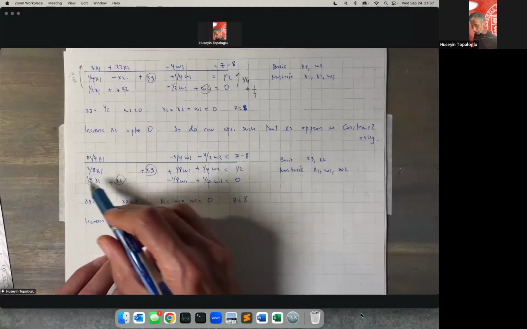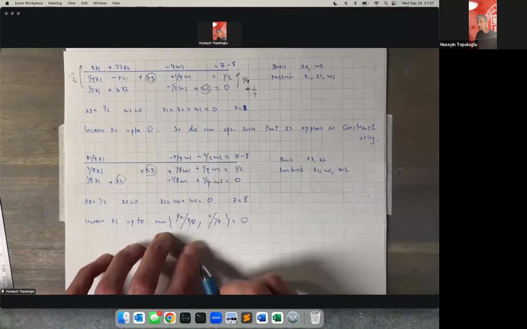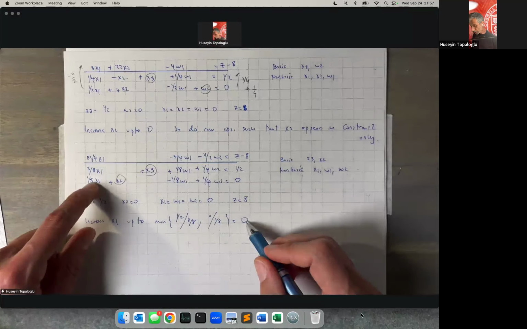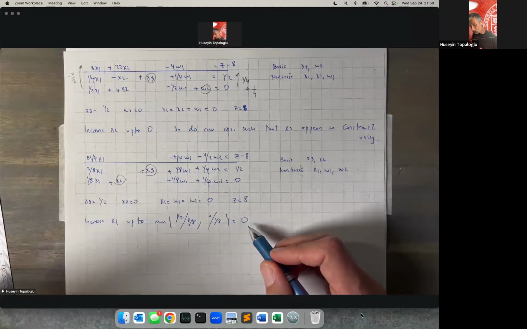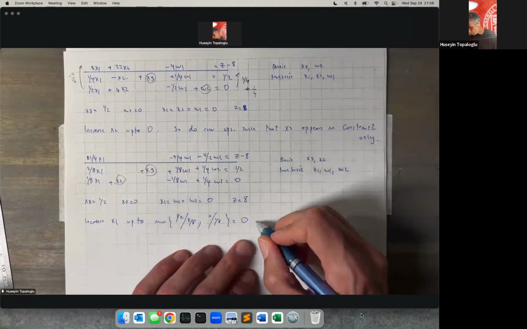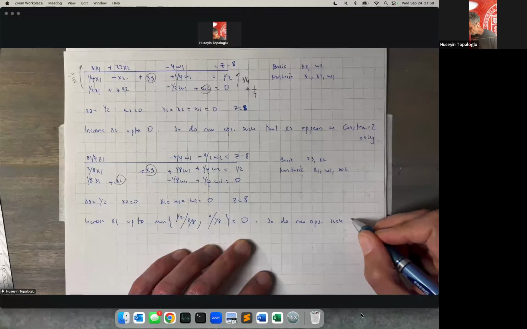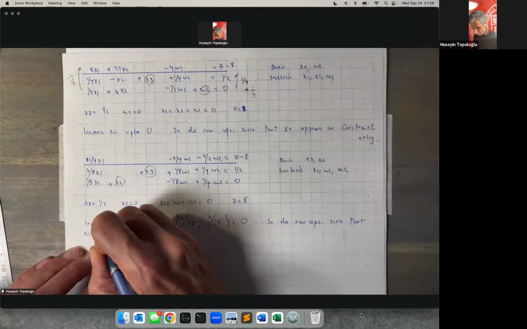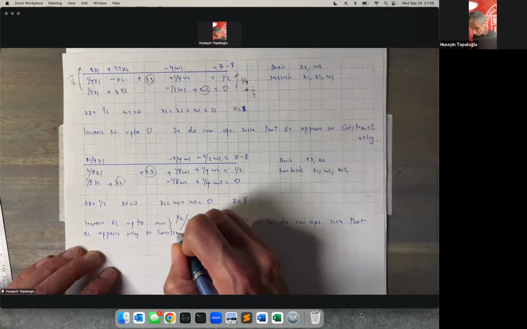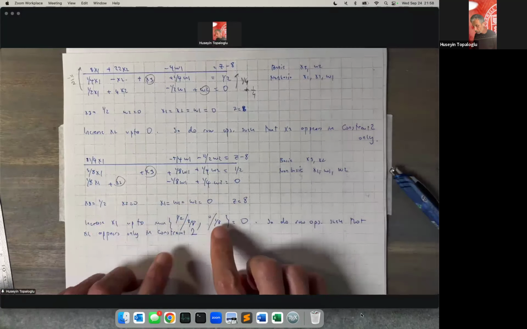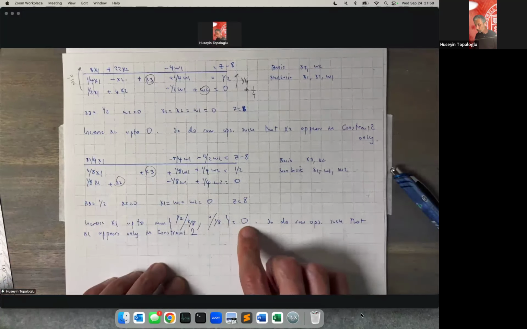From the second constraint row, I can increase x1 to 0 divided by 1 over 8. The minimum is 0. So now we're going to go ahead and increase x1 all the way to 0. In this case, the new value of x1 is determined by the second constraint row. So do row operations such that x1 appears in the second constraint row only.